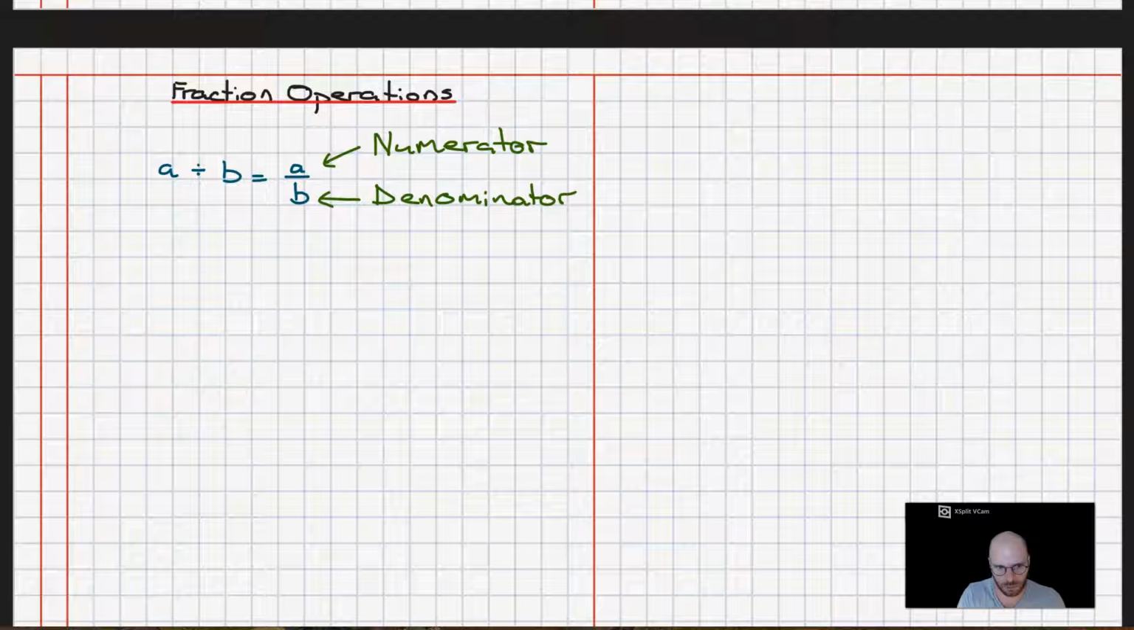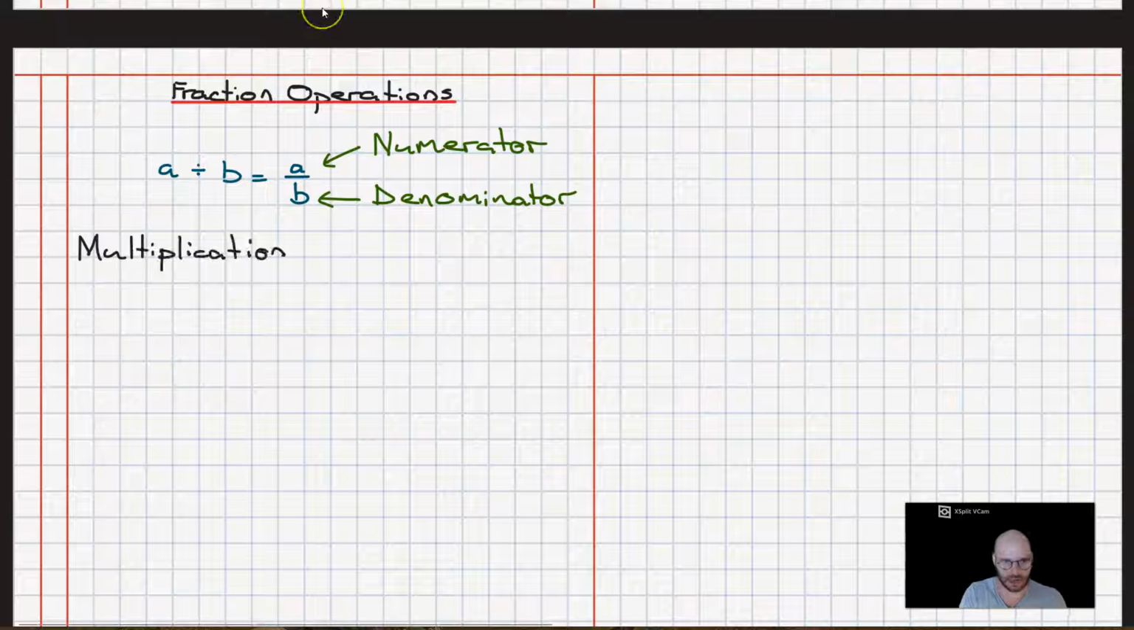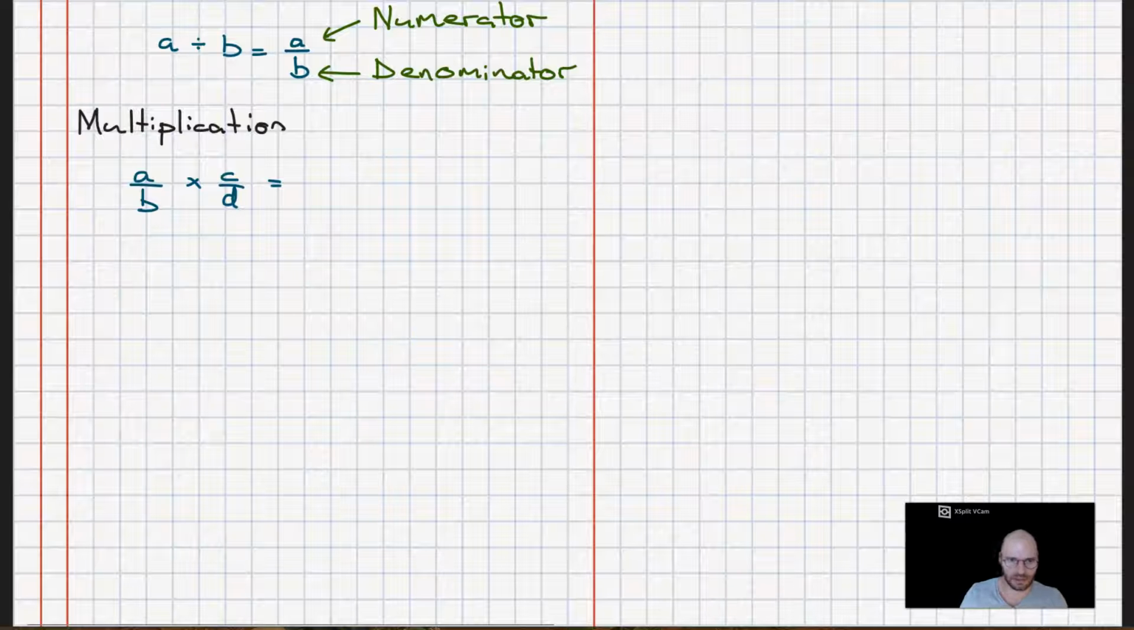Now the first operation we'll look at is the simplest. We'll look at multiplication. Now consider we have two fractions, A over B multiplied by C over D, and we want to know what these two will equal when we multiply them. Now the first thing we do when we see multiplication of two fractions is we look at the denominators and we multiply them together. So we're going to go B times D. So I'll go B times D is BD, and that's all underneath the numerator.